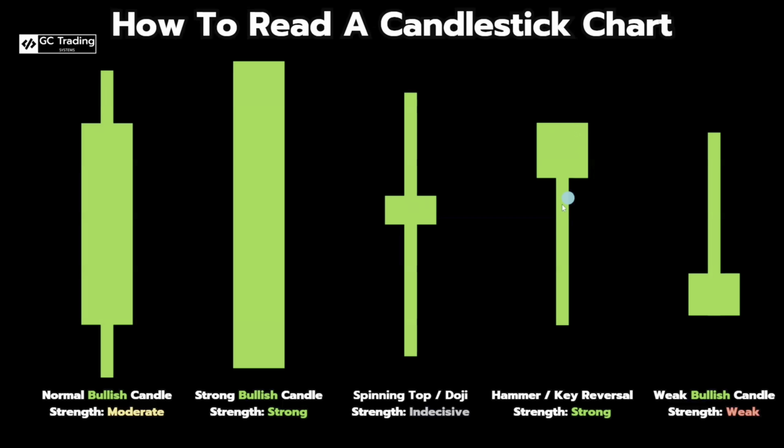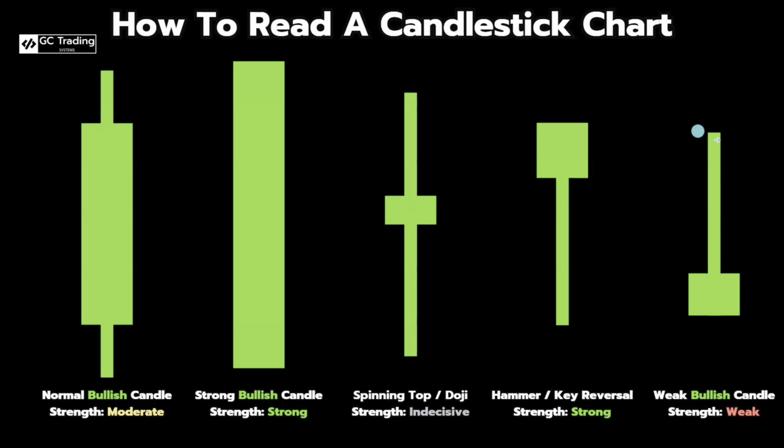And then over here, we have a hammer, or what I like to call a key reversal. So I really like these candlesticks right here. So you can see price opened here and then closed right there, okay? But you can see at one point this candle was super red and price was all the way down here. But then the buyers stepped in and pulled this all the way back up here and closed at the high of this candle. Okay, so this is a really, really bullish, really strong candle. I really like these candles.